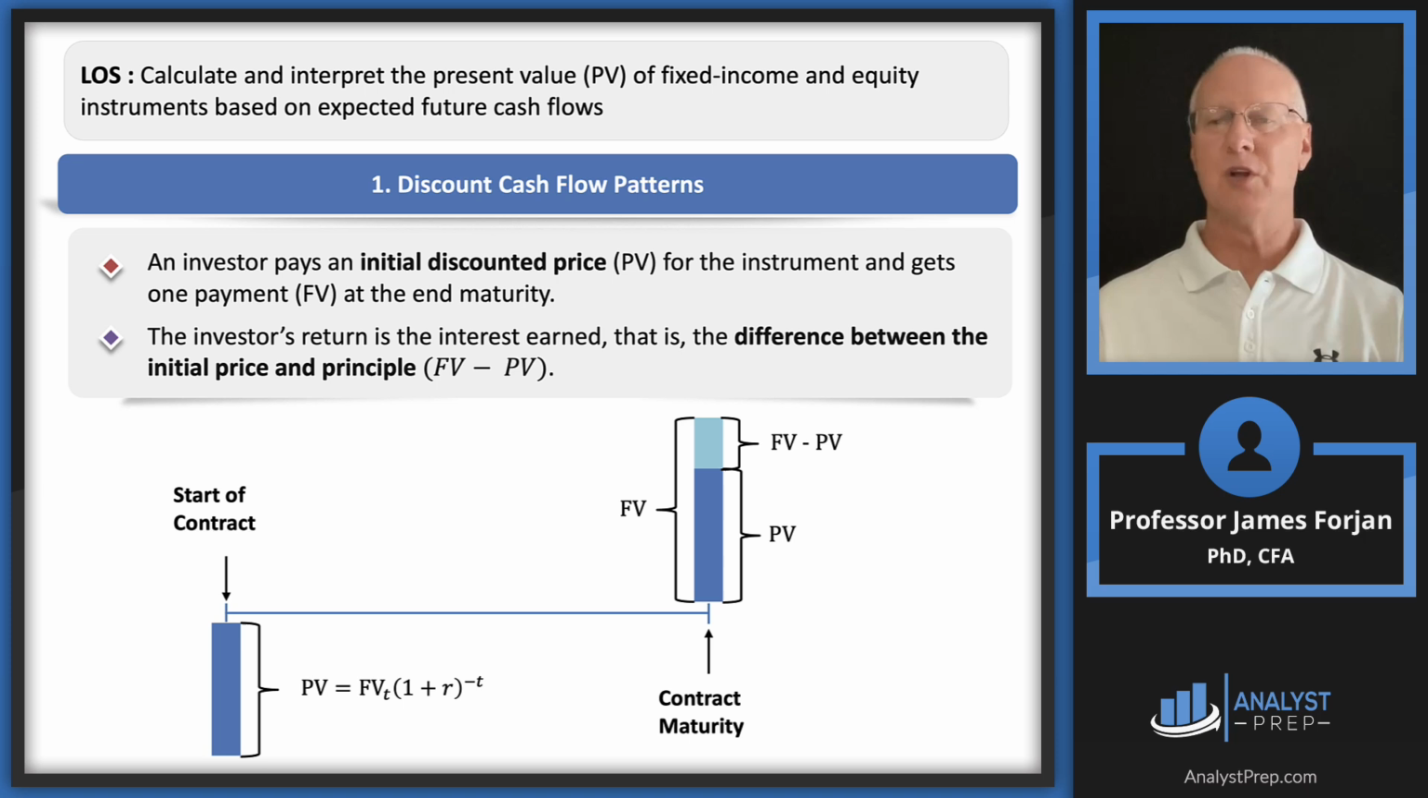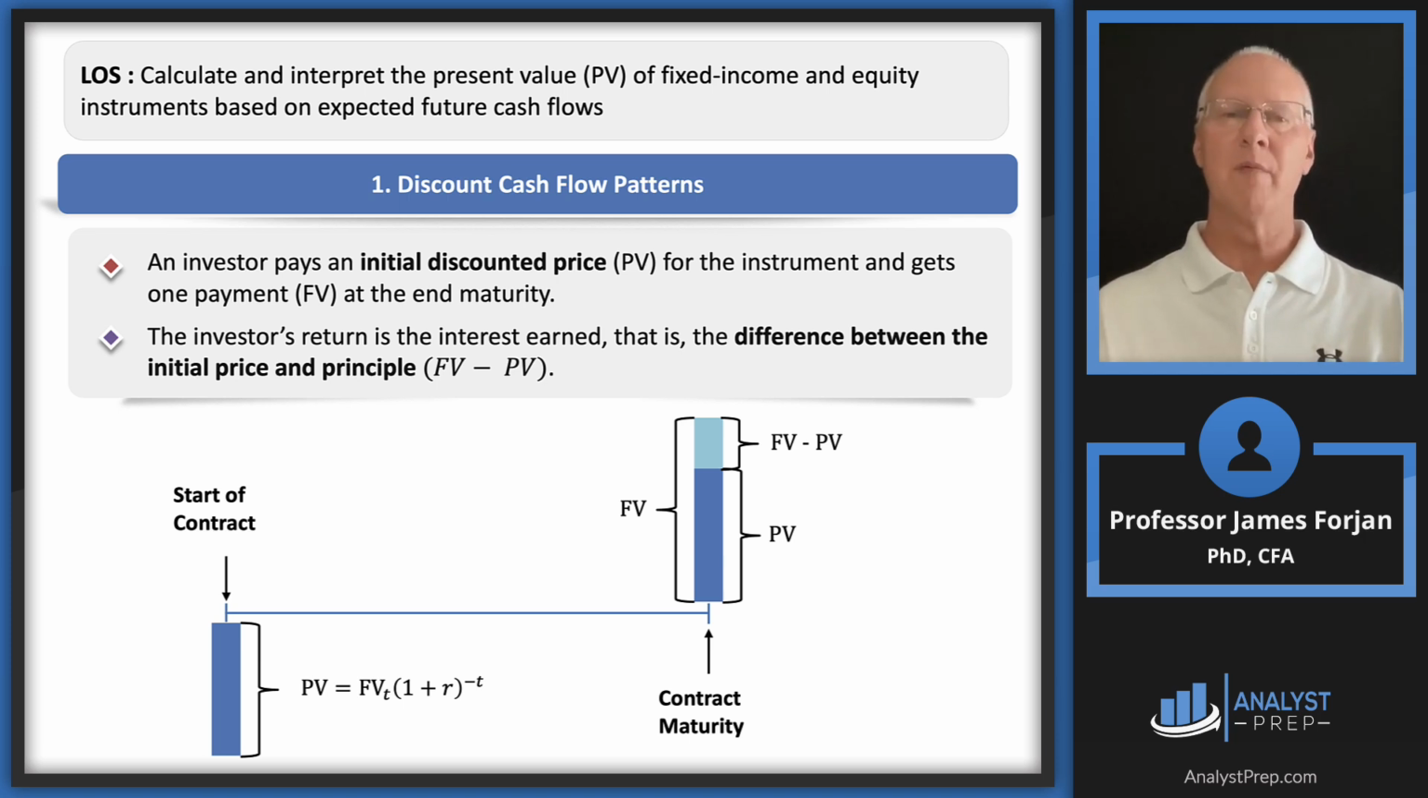So let's start with what's known as a zero coupon bond. Notice what happens here. Time period 0, start of the contract. There's the present value. And at the contract maturity, let's say it's 1 year, it could be 5 years, it could be 30 years, that's going to be the future value of the security.